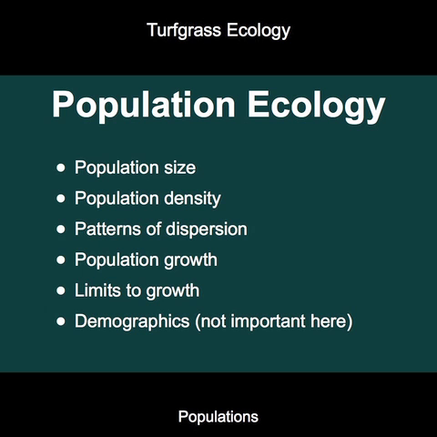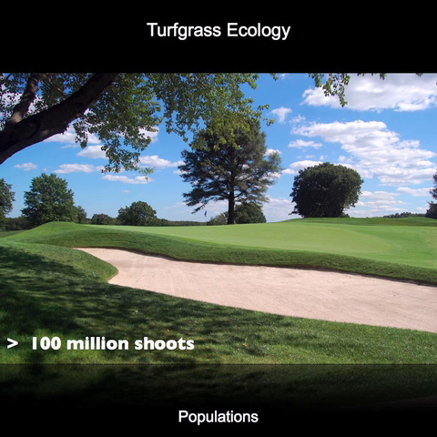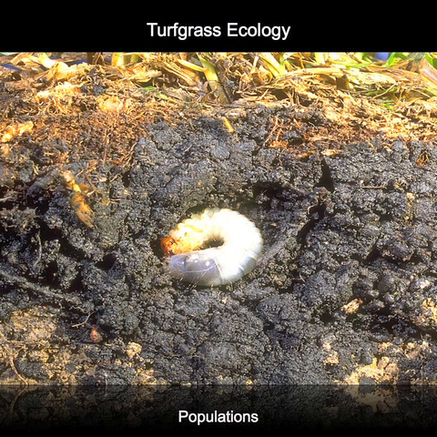We will discuss the first five, but the demographics, which is primarily the age and sex ratio of the population, we will skip. Population size refers to the number in a given habitat. For example, if we look at a putting green as a habitat, the population size or shoot number for creeping bentgrass is over 100 million. Population density refers to the number of individuals in a given area. For example, the number of grubs might be 1 per square foot.